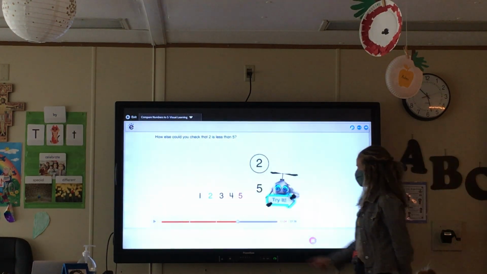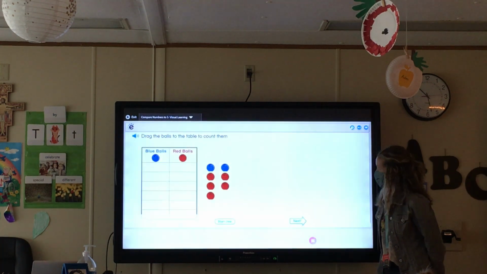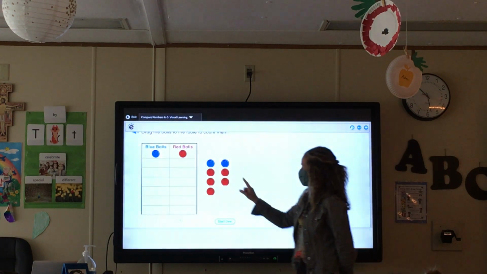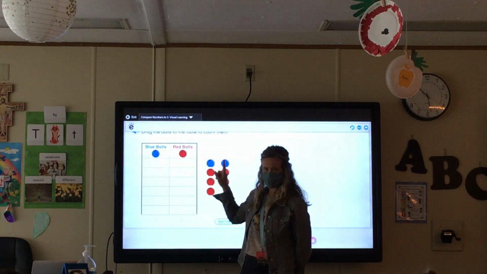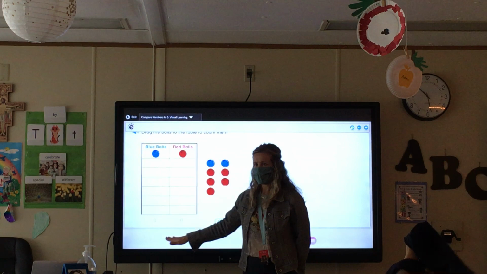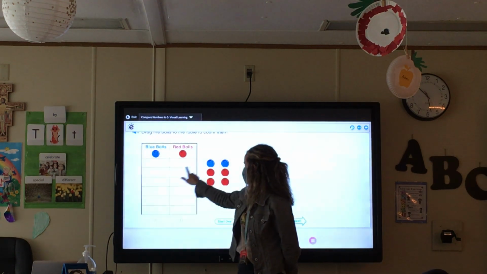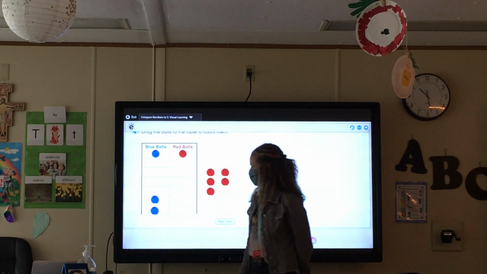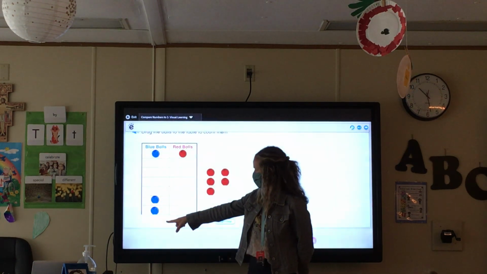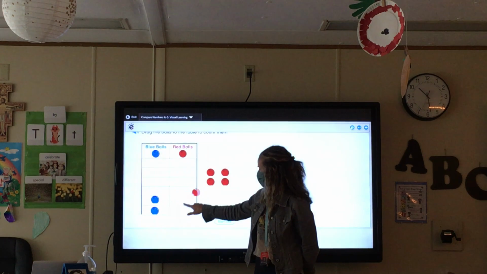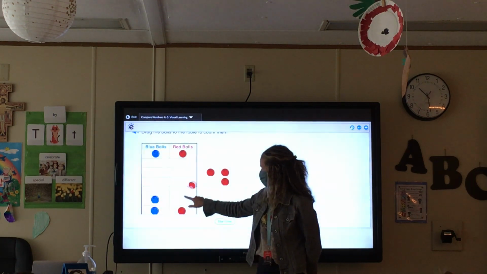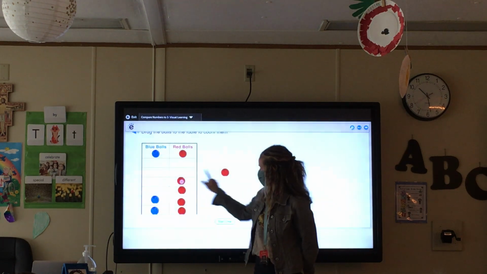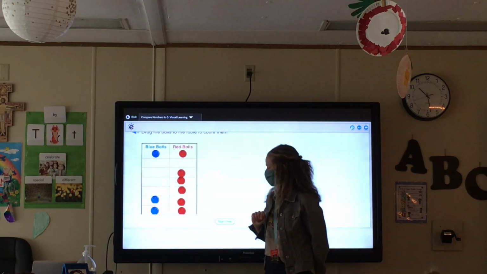I was going to say that we're going to give us a little activity to do next. It says drag the balls to the table to count them. So here we go. We're doing some graphing. You ever graph before? You always start at the bottom. Let's put the blue balls here under blue balls. How many do we have? 2. You see the number popping up there? 2. Okay, let's do the red. Let's count. 1, 2, 3, 4, 5.